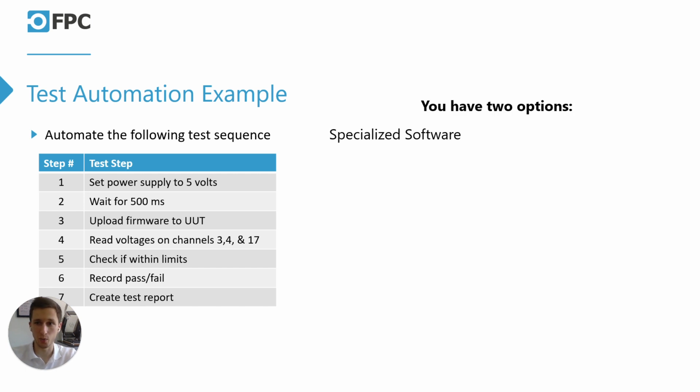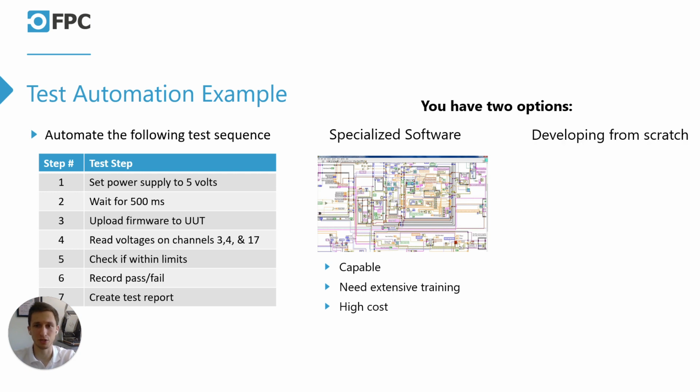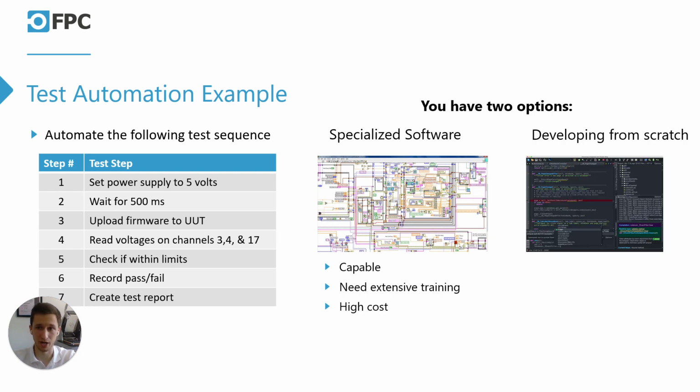Use specialized software that is designed for test automation. Although they're capable, they require extensive training and create a big budget overhead. The other option is to develop your own platform in-house. Even though the cost of tools is low, in terms of human resources required, you will need to spend a lot of time on development and on continuous maintenance.